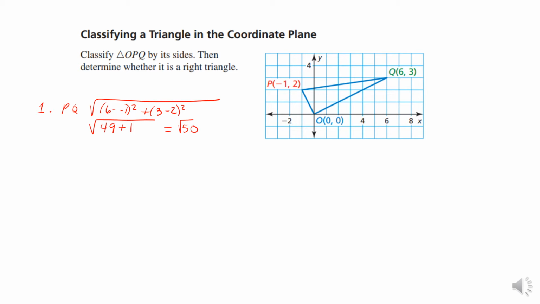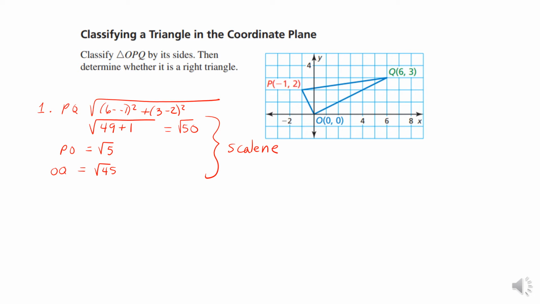Okay, so I'm not going to do the distance formula for each one of these. I'm going to give you the answers. So OP equals the square root of 5. And for this kind of problem, you don't need to find exact answers, or these are the exact answers. You don't need to simplify or find the estimate. You can just give these, because that will tell you if they're equal or bigger or less. And then OQ is equal to the square root of 45. So right away we can see that all the sides are a different length, so it's scalene.